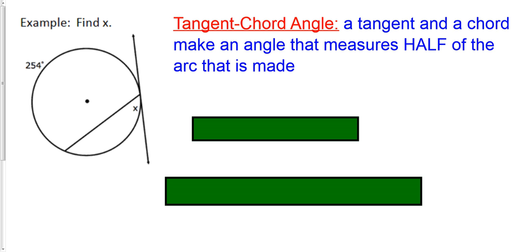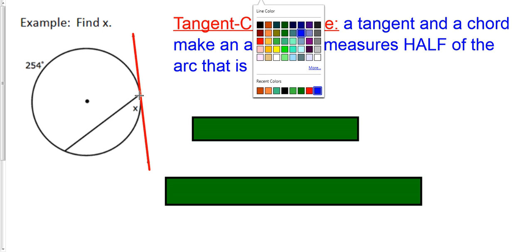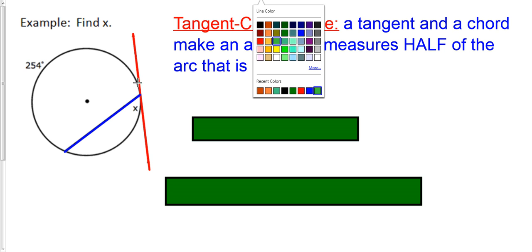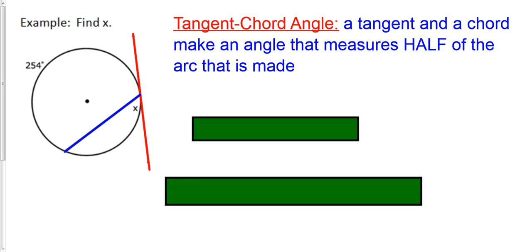If we do this tangent in red, remember this tangent will only touch the circle at one point. This chord, I'm going to make it in blue, goes like this. Notice how these two make two angles, one over here and one over here. We'd have one big one over here and this smaller one here. That's what we're looking for, this angle x.